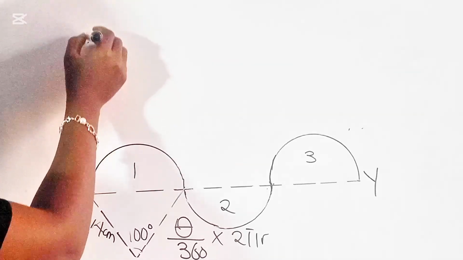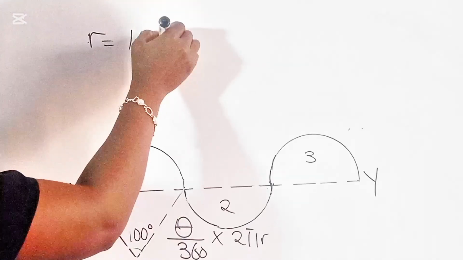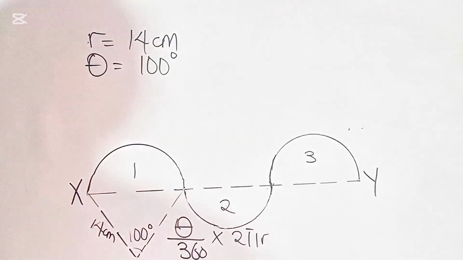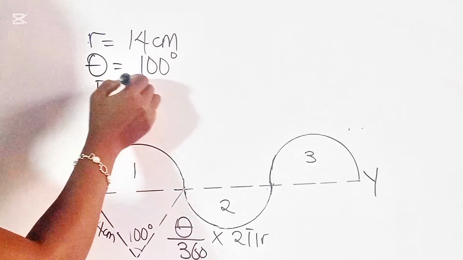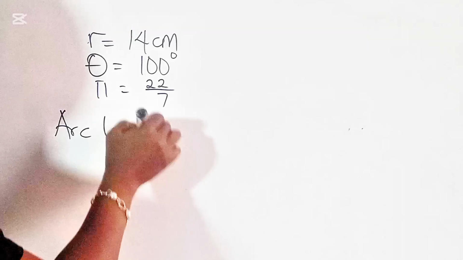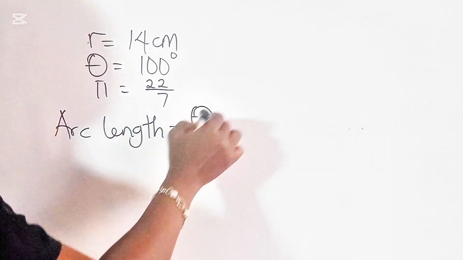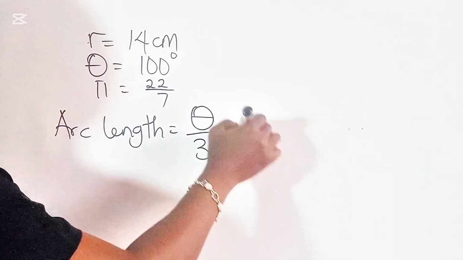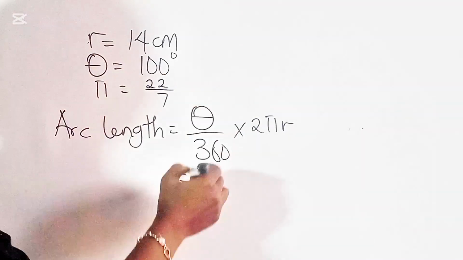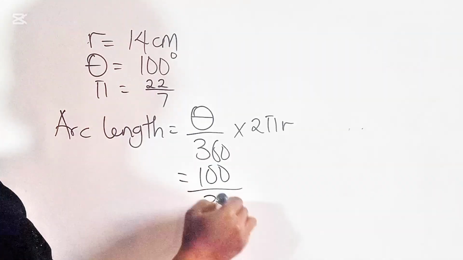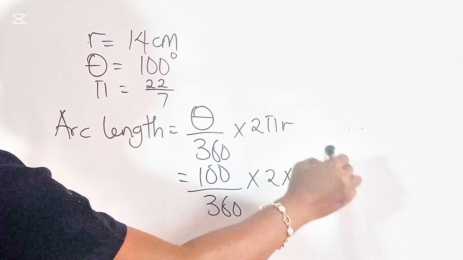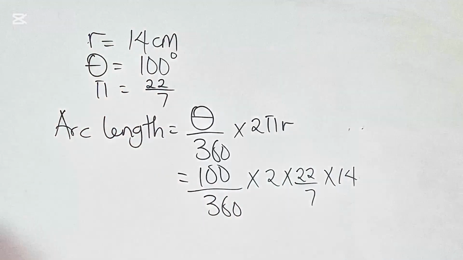Given in the question, the radius is equal to 14 centimeters. Our angle is equal to 100 degrees. And we know our pi to be 22/7. The arc length formula is equal to theta all over 360 times 2 pi r. So we have the arc length as theta, which is 100, all over 360 times 2 times 22/7 times 14. We are going to simplify.